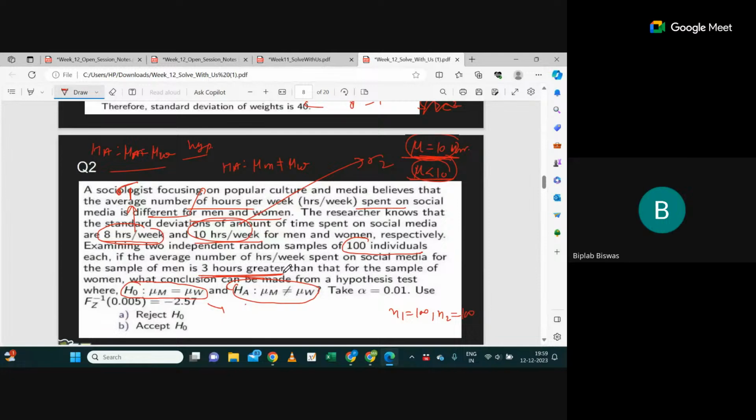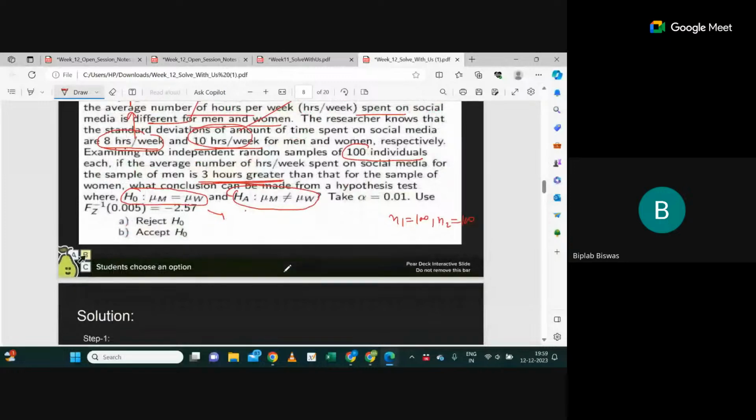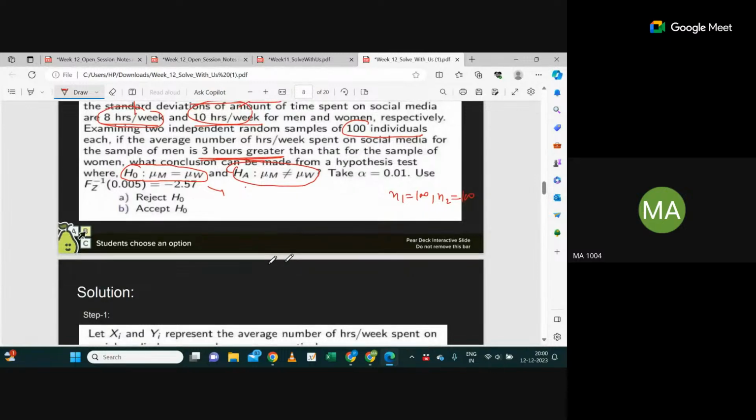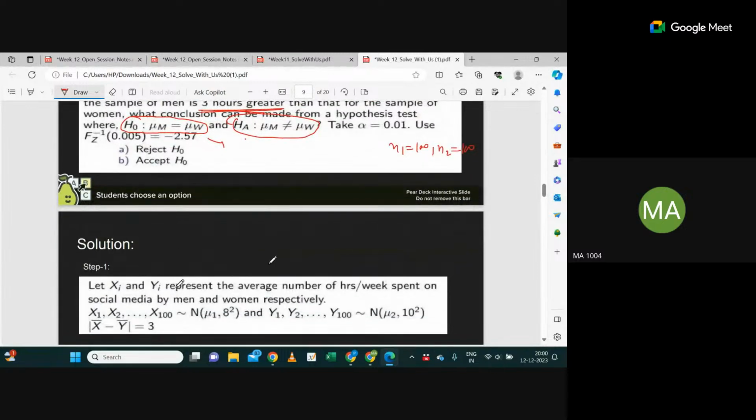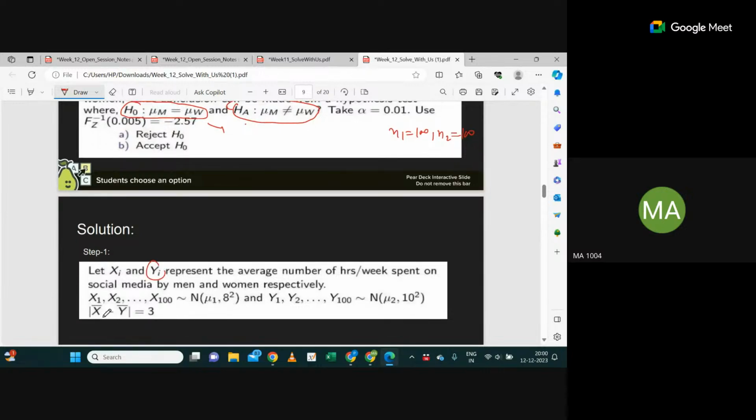Just read it and tell me. It is 3 hours greater than for women, so it is 3 hours more for men than women. That means if xi represents men and y represents women, then that 3 hours means basically the modulus of x bar minus y bar is equal to 3, right?